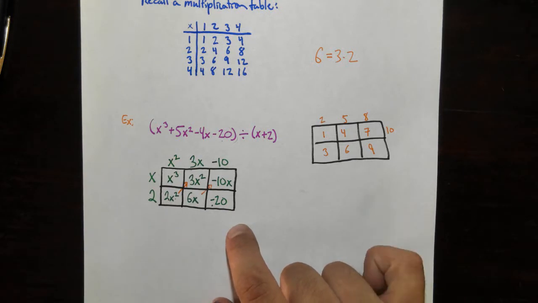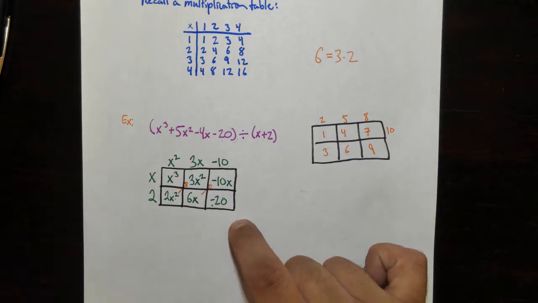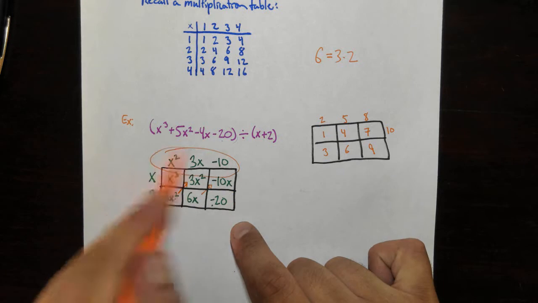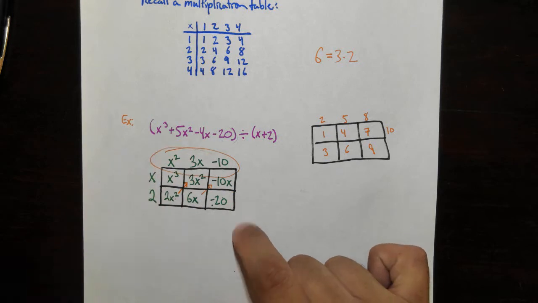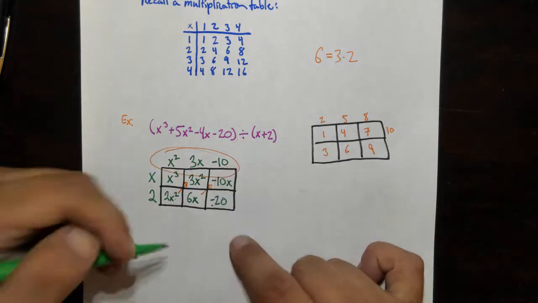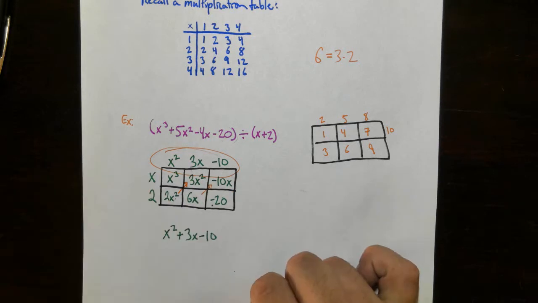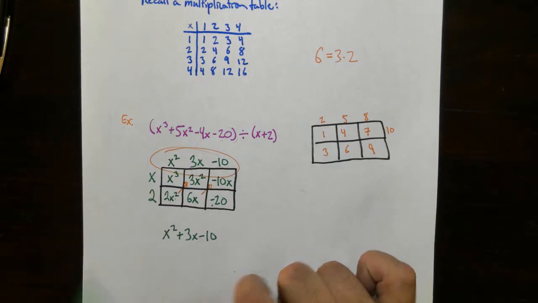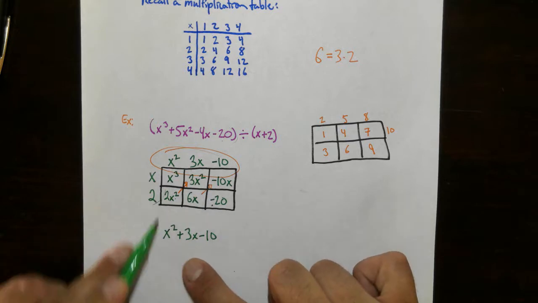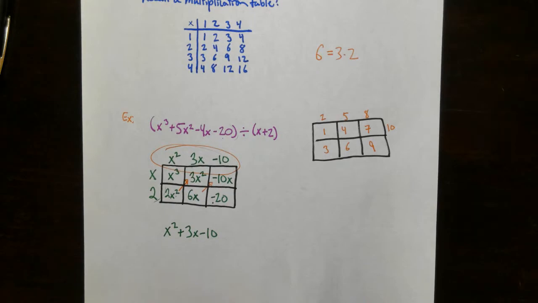Just remember, in division we have remainders sometimes. So our answer is this up here. So this polynomial divided by this polynomial is equal to x squared plus 3x minus 10. And that's it. And if you wanted to multiply your x plus 2 times this again, we'll get back this. So, cool stuff. I know it's probably still very confusing, so let's go over some more examples.